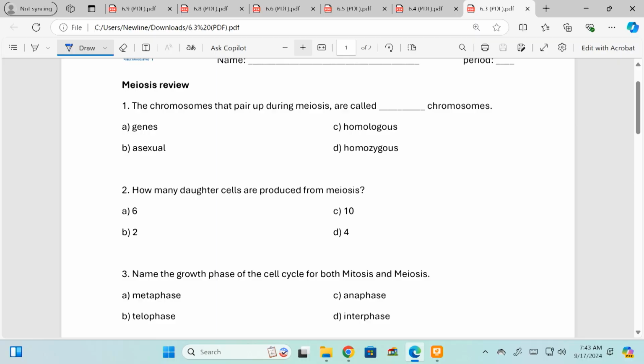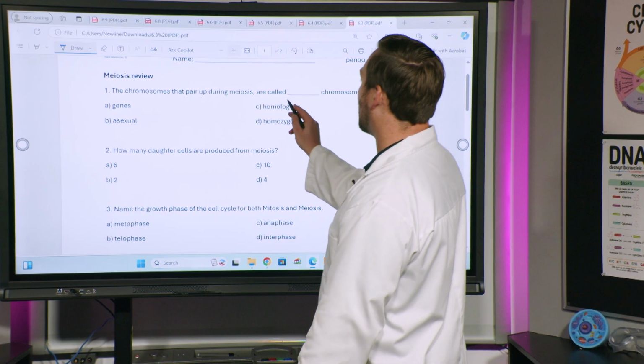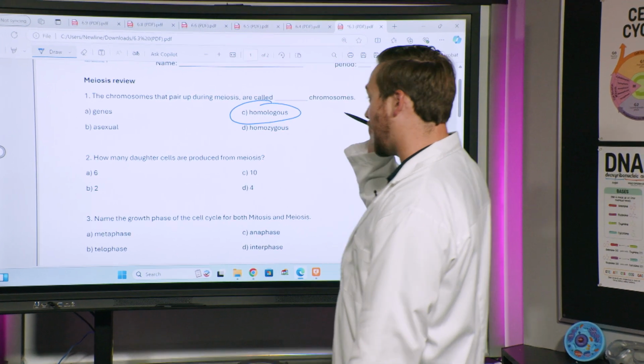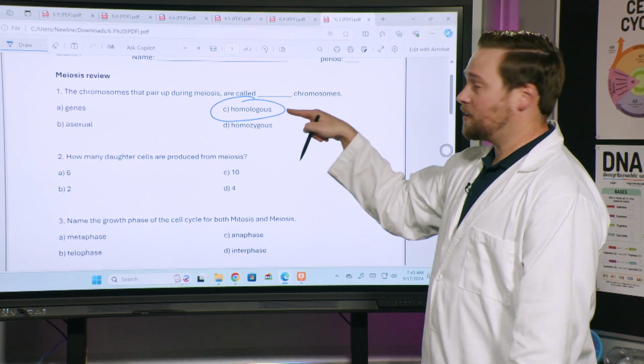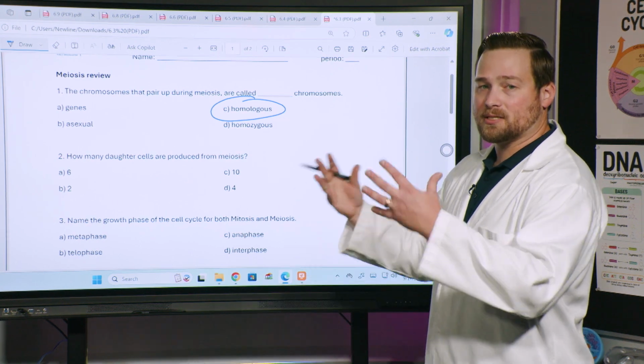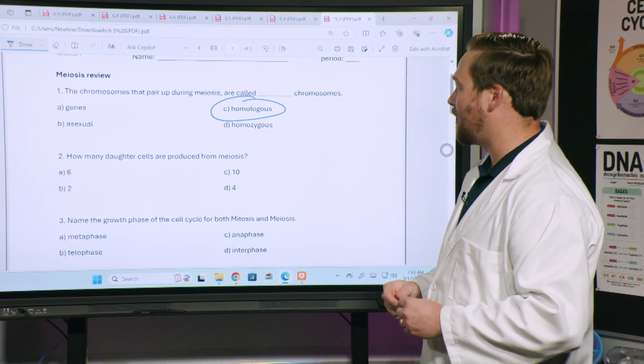All right, so number 1 says, the chromosomes that pair up during meiosis are called blank chromosomes. So what are those chromosomes called? They're very similar in size and shape and have roughly the same genetic material in them. Those are called homologous chromosomes, okay? Notice that this prefix homo, you've seen that before. Homo means the same, and so these chromosomes are very similar to each other. That's why they're called homologous chromosomes.